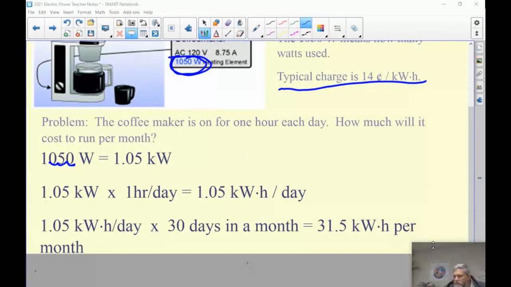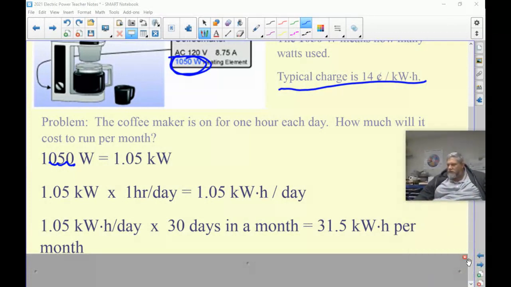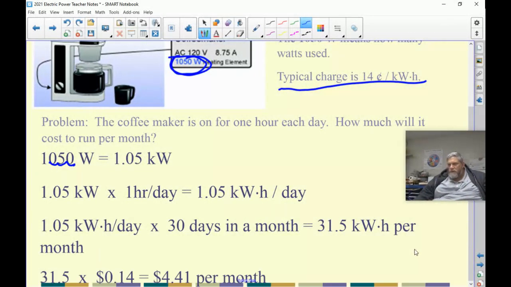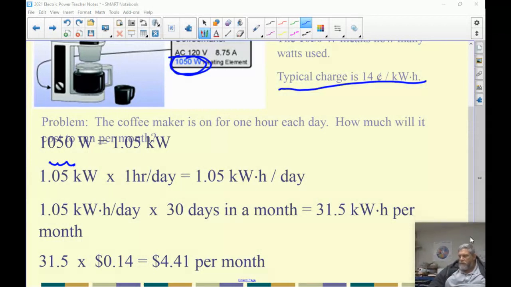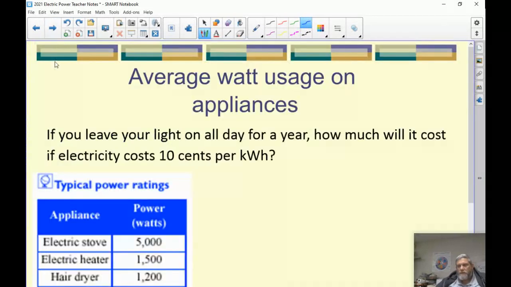Sorry about that. I'm going to move my picture out of the way here. All right, and then move everything up. We see here that when we take the 31.5 and multiply by 14 cents, or $0.14, it ends up being $4.41 a month to use. So not too expensive. All right, so let's do another example.